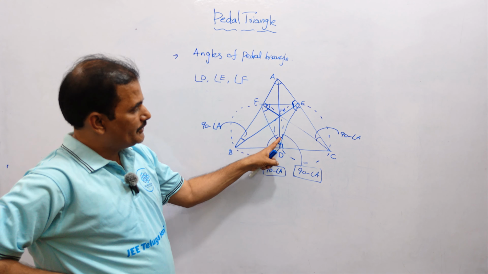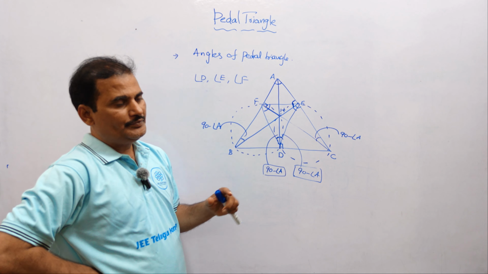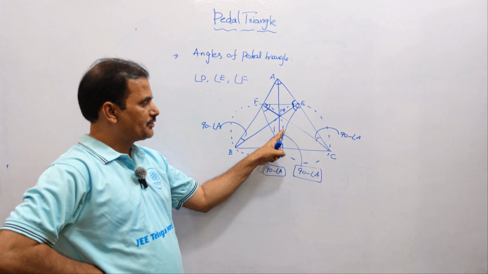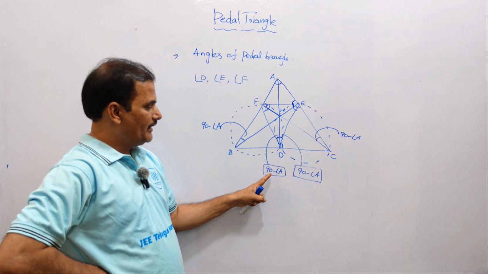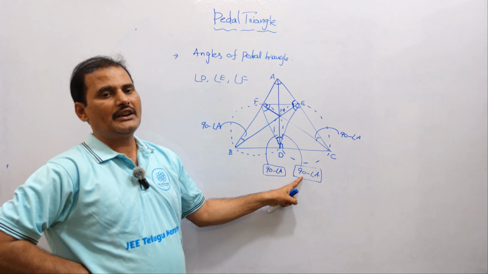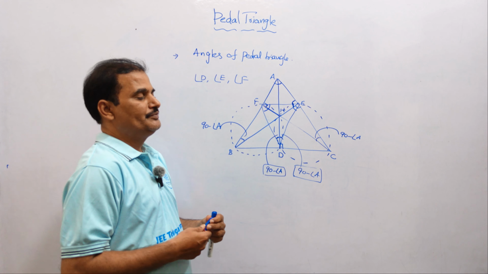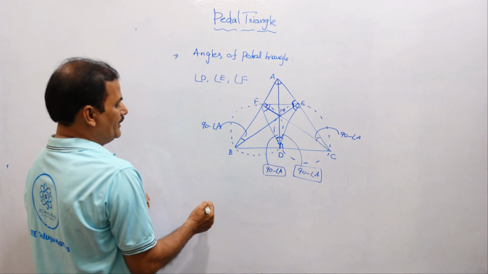Now angle D is the angle in a pedal triangle. This angle D is the sum of these two angles. Therefore, first angle is 90 minus A and second angle is also 90 minus A. Therefore, now we have to find out the angle D here.